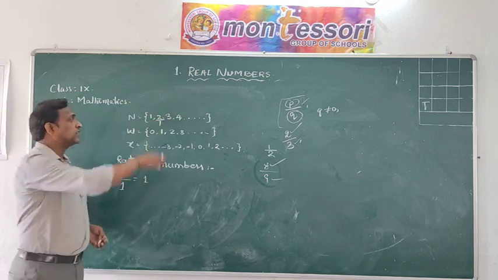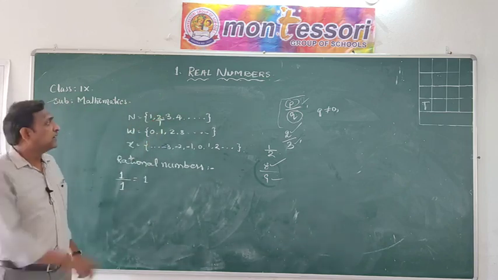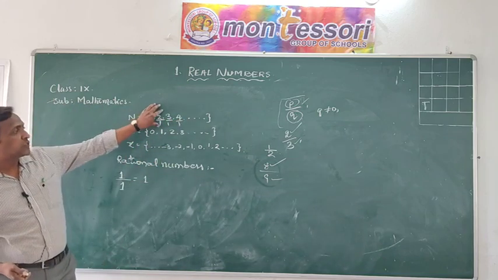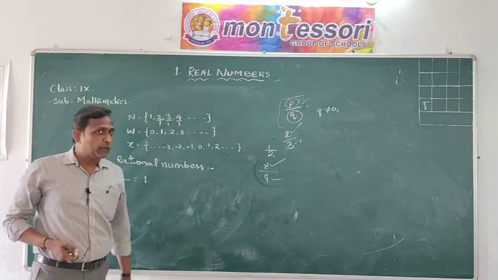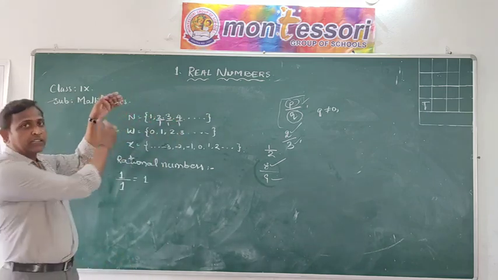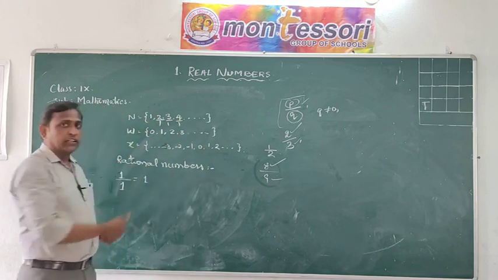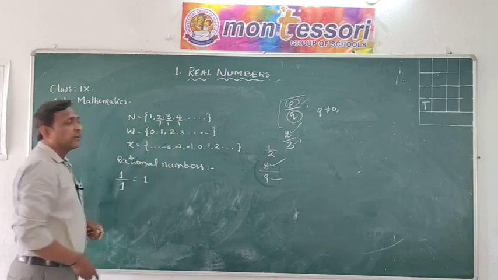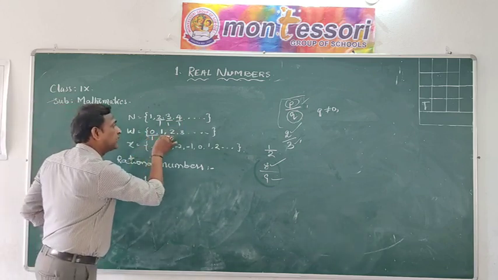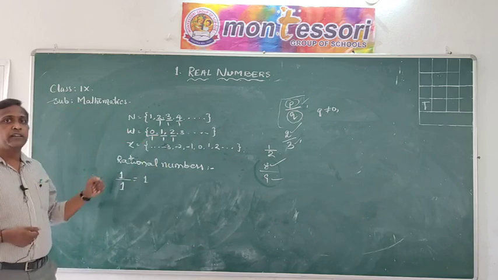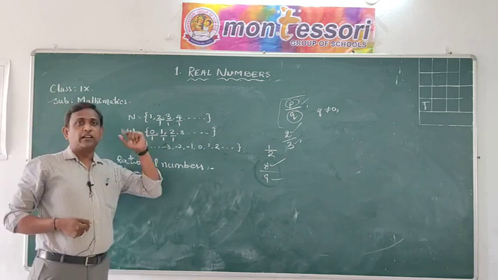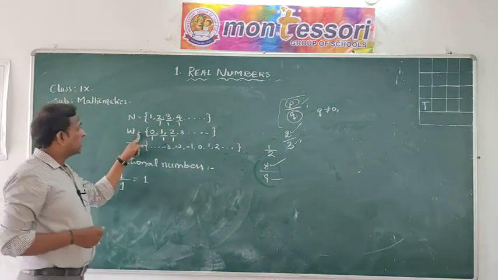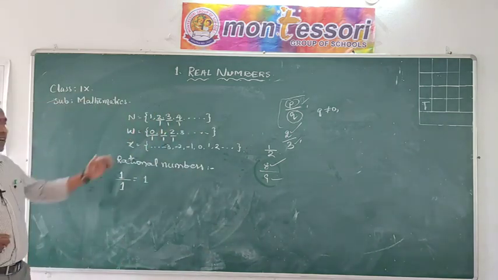Similarly, you can take these 2 and write as 2 by 1, 3 by 1, 4 by 1. So from this we can conclude that all the natural numbers are also in the form of p by q. So the natural numbers are a part of the rational numbers. And you see here the whole numbers 0, 1, 2, 3 and so on. If you write all these whole numbers also divided by 1, each and every whole number is also in the form of p by q. So we can say all the whole numbers are also rational numbers.